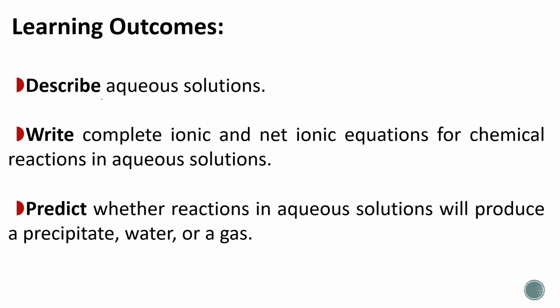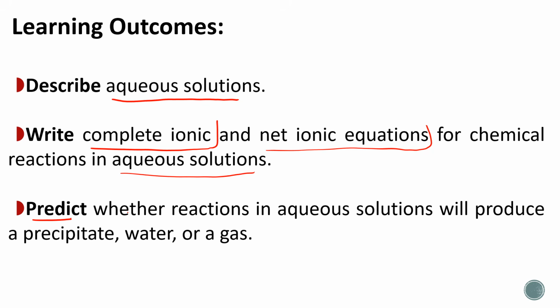So what do we want to do? First of all, describe what we mean by aqueous solutions, المحاليل المائية. Write complete ionic and net ionic equations for chemical reactions in aqueous solutions. We'll see what that means. And then we will predict whether reactions in aqueous solutions will produce a precipitate, يعني solid, water, H2O, or a gas. Okay, so we'll see what that means in a second.